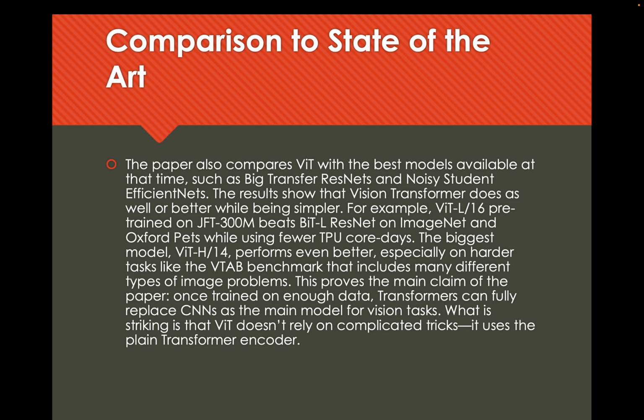Once trained on enough data, transformers can fully replace CNNs as the main model for vision tasks. What is striking is that ViT does not rely on complicated tricks. It uses the plain transformer encoder.